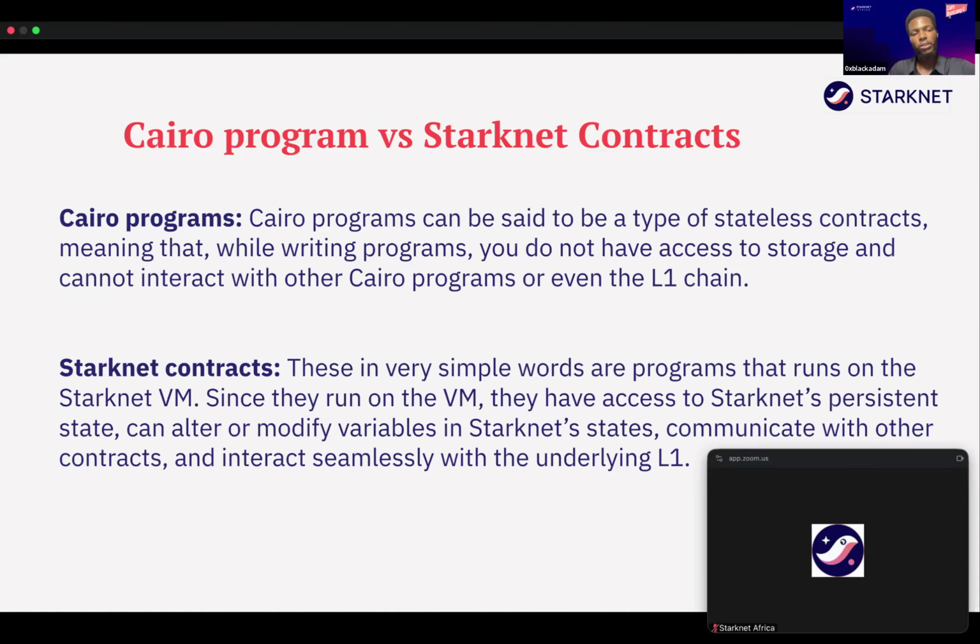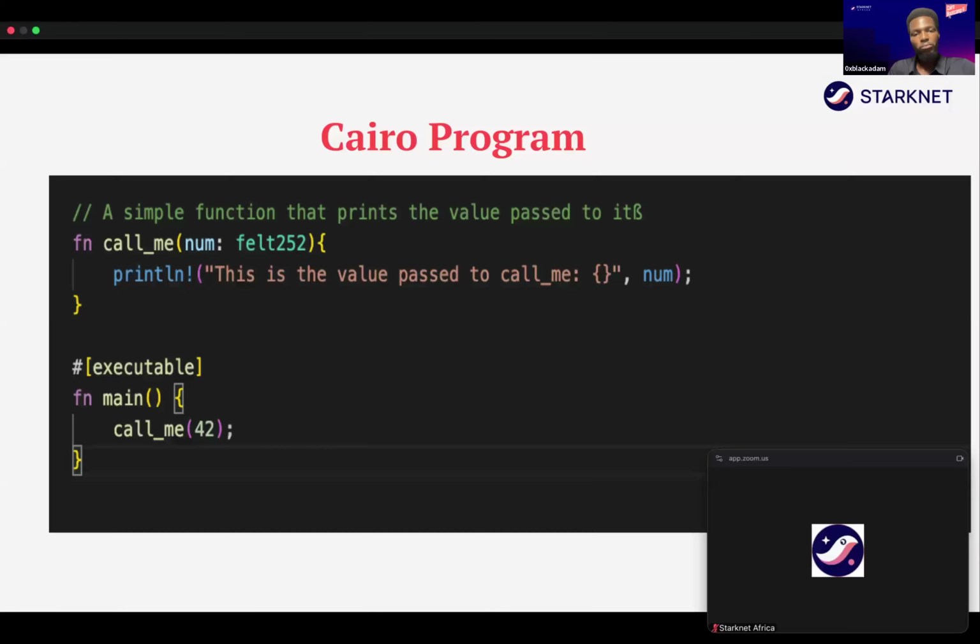And then we have the Starknet contract, which deals with having access to the state of the blockchain. You can read from the state, and you can modify the variables on the state. You can also interact with the underlying layer one, which is Ethereum. And I think we now have a protocol that bridges with BTC, so we can even have programs that make calls to BTC.